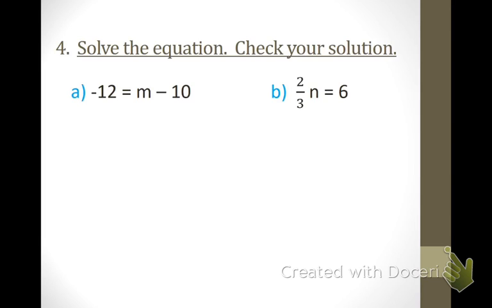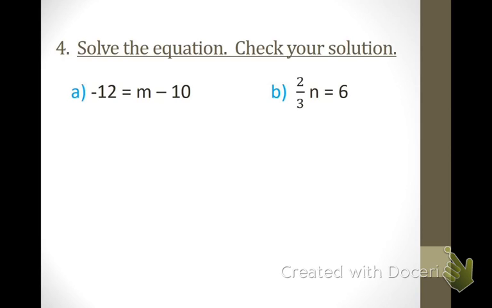Number 4. Beforehand, we've just been simplifying the expression, but now we're going to actually solve the equation, and then we're going to check our solution. Problem A says negative 12 equals m minus 10. First off, you want to identify the variable. m is the letter. I want m all by itself. What is on the side with the equal sign that's not allowing m to be alone?